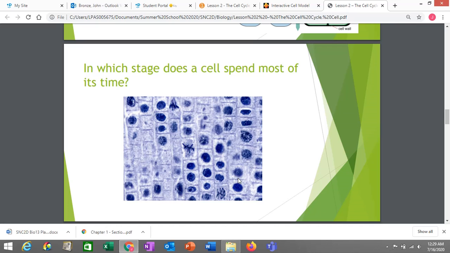And that makes sense when you think about it, right? You don't spend most of your time moving. You spend most of your time at your home doing the things that you need to do in life. And that's going to be true for a cell as well.